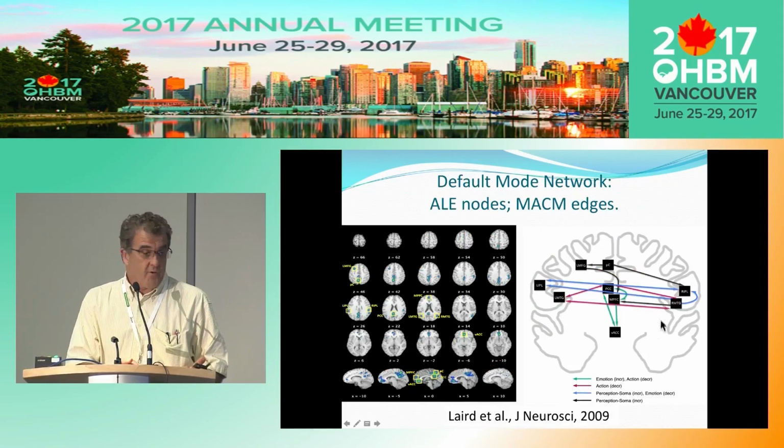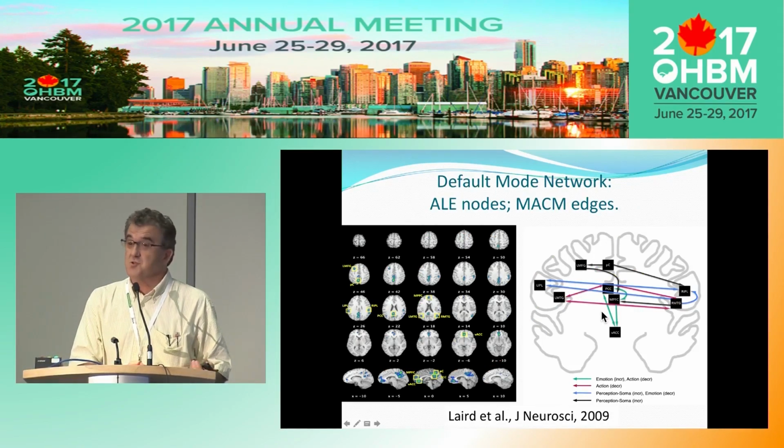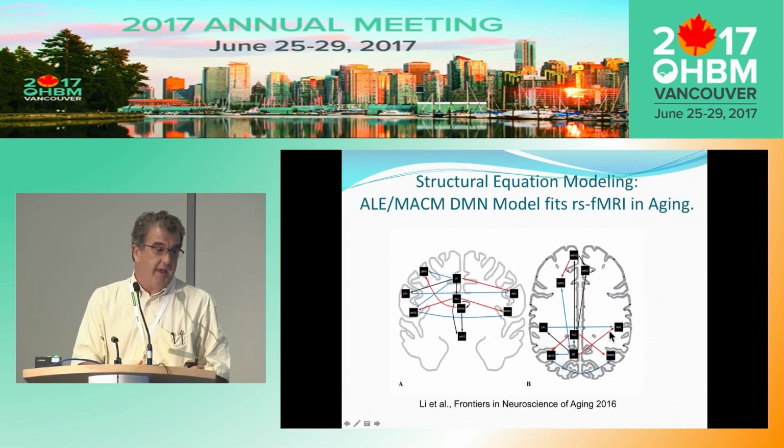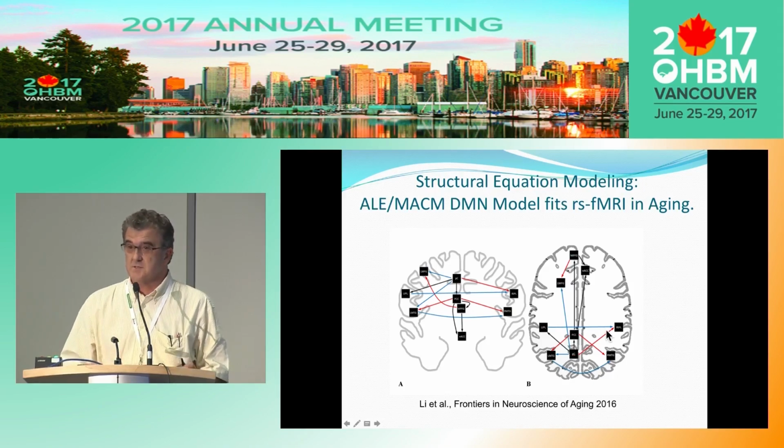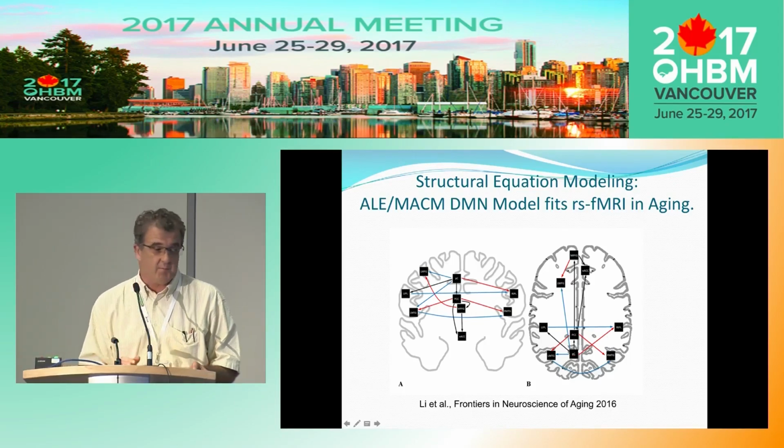Another approach is to use structural equation modeling and build node and edge models. So we've taken BrainMap and built node and edge models and then compared them to resting state data from individual subjects, and they strongly predict the path coefficients in a structural equation model. So your meta-analytic models can become priors for your analysis of your primary data. This is also a widely used application.